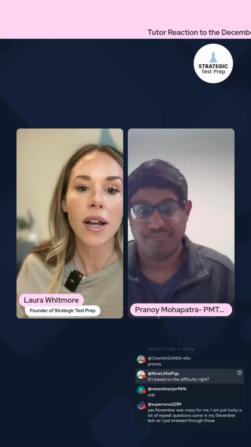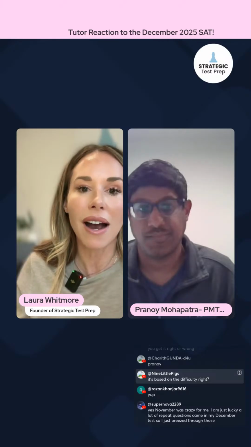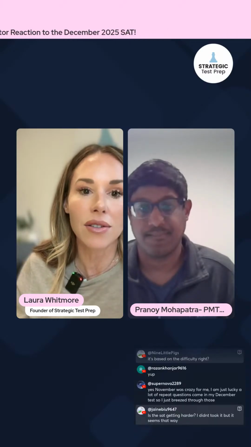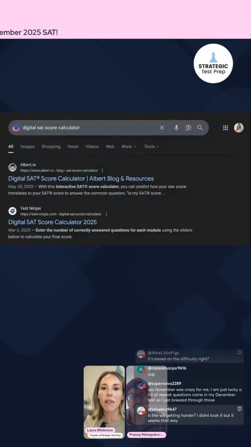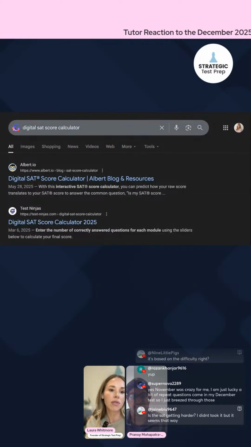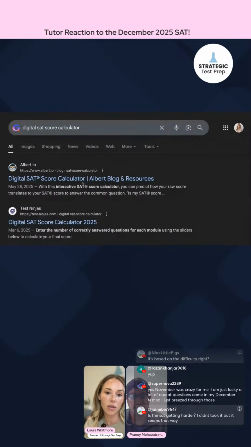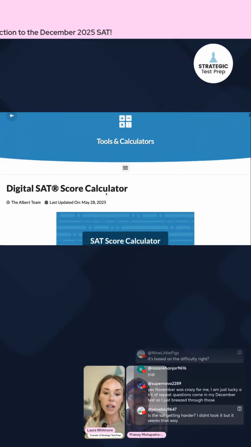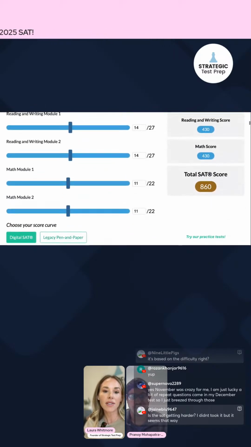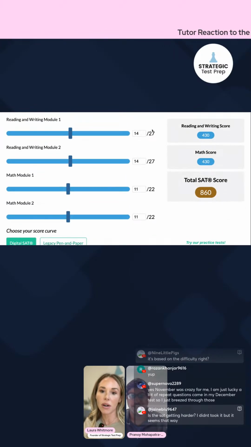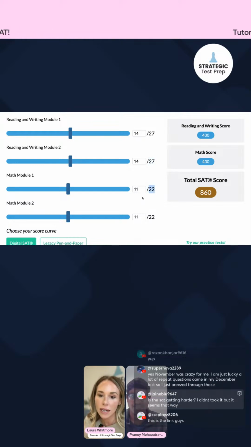Okay. So essentially Albert.io came out with a score calculator. They do a lot of AP exam prep stuff. If you Google digital SAT score calculator, it's going to be the first thing that comes up. And then you just put in your numbers. Now, what's funny is it does include the experimental section. As you can see, this is out of 27 and out of 22, and technically it should be out of 25 and out of 20. So like I said, it's not going to be accurate.